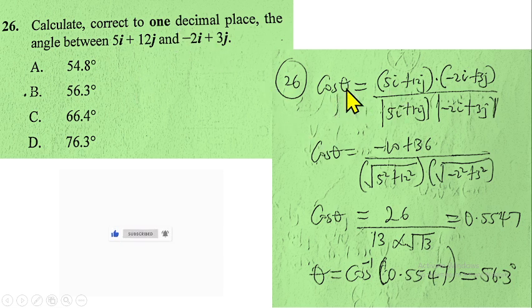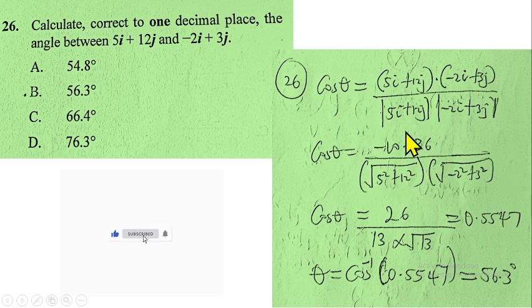We have cos theta, where theta is the angle between them, equals the dot product of the two vectors over the magnitude, or the modulus, of the two vectors multiplied together. So let's do the dot product. 5i times minus 2i will give us minus 10. Then 12j times 3j will give us 36.